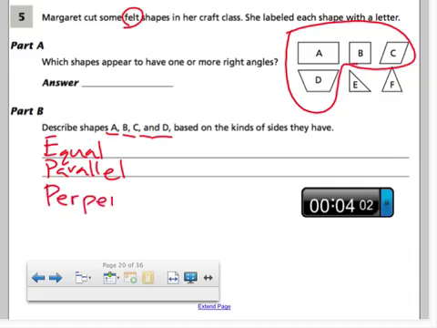Now, we kind of know this one already because part A was talking about right angles, right? So you kind of know a little bit about that already. So I don't want you to just say equal, parallel, perpendicular. I want you to describe some of these lines. Like, for example, you might say, there are 2 sets of parallel lines in shape A. There's only 1 set of parallel lines in shape D. And what I just said is true. Those are 2 true examples. All right, let's move on to number 6.